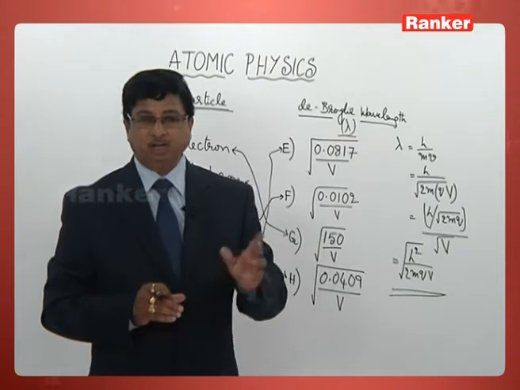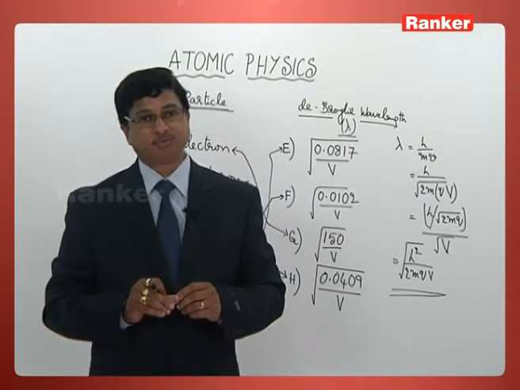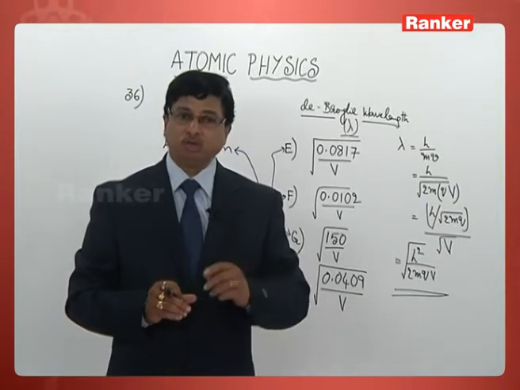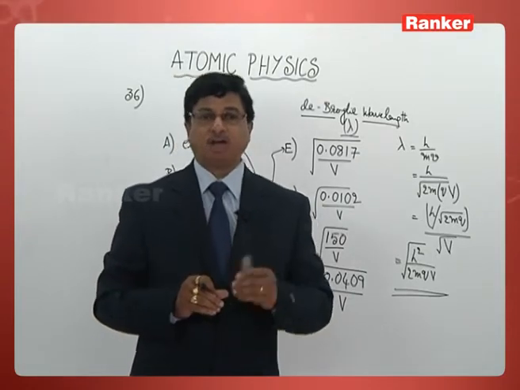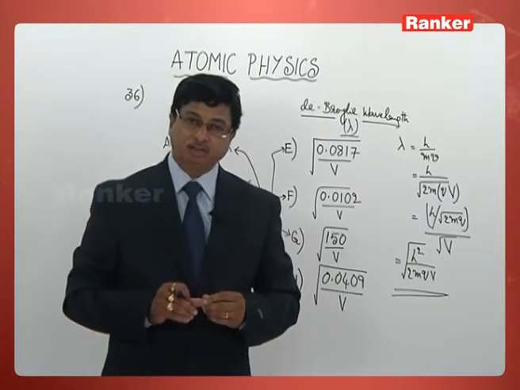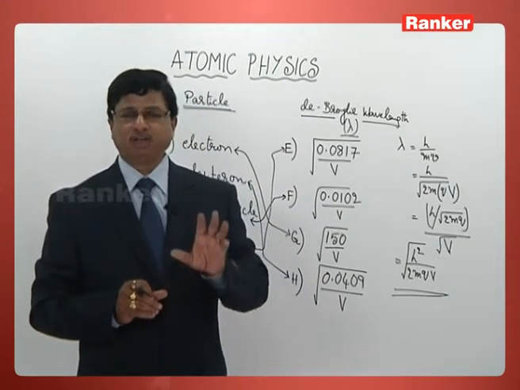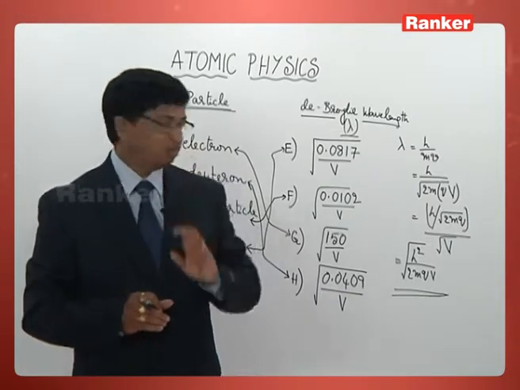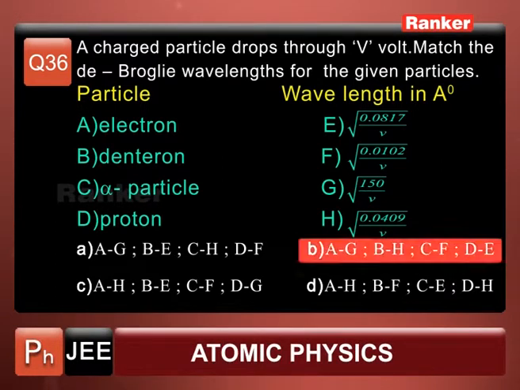First option: A to G, B to E, C to H and D to F. For the second option, he has given A to G, B to H, C to F and D to E. The third option: A to H, B to E, C to F and D to G. And the fourth option: A to H, B to F, C to E and D to H. So what is the correct version? The correct match is going to be the second option. So the answer for this question is B.